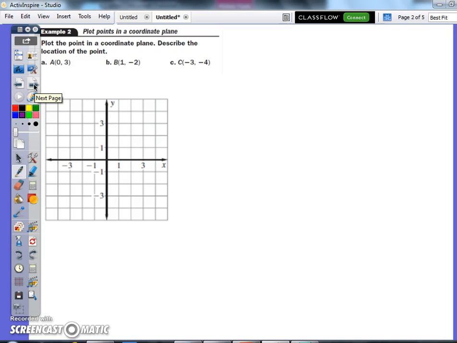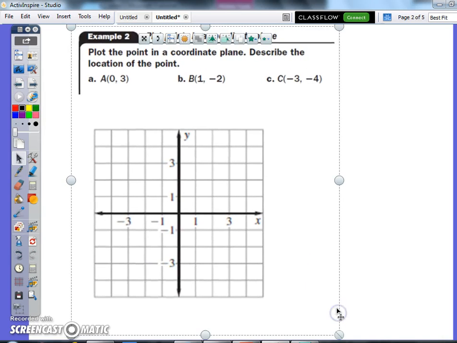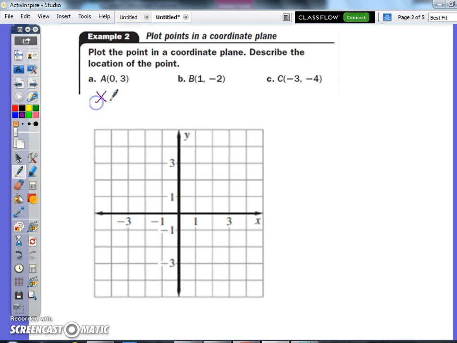Second page, then it wants you to plot points. Remember, your ordered pair are always in the form of x first, and then y, and x goes left to right, and y goes up and down. So when you have 0, 3, you don't go any on the x, but you go up 3, and you put an A. Here you're going to go 1 to the right and down 2, so 1 to the right and down 2, and that is your E.